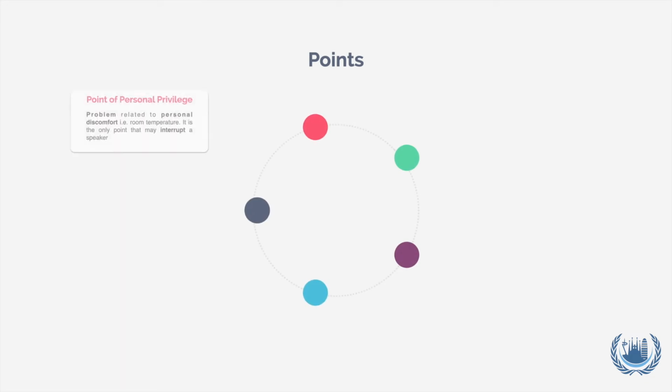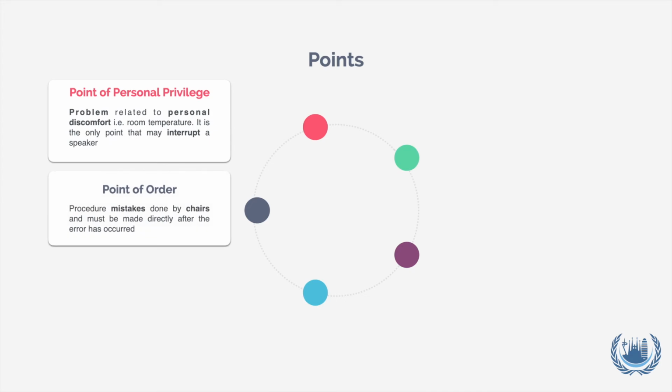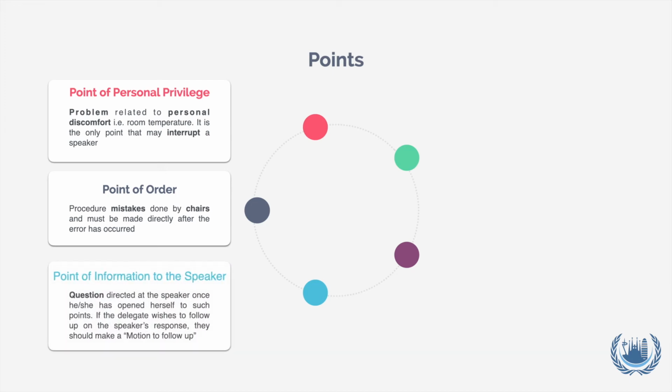Point of personal privilege. This refers to a problem related to personal discomfort that affects the delegate's participation in the debate. For example, room temperature or audibility. It is the only point that may interrupt a speaker. Point of order. This refers to procedure mistakes done by chairs and must be made directly after the error has occurred.